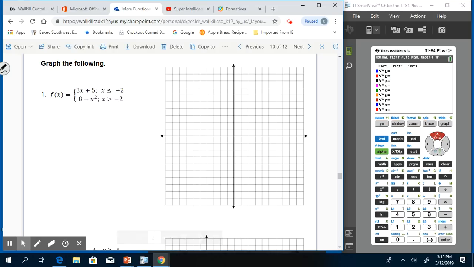So today we're going to be graphing more piecewise functions. I'm going to do example 1 and 3 with you. You're on your own for numbers 2 and 4.